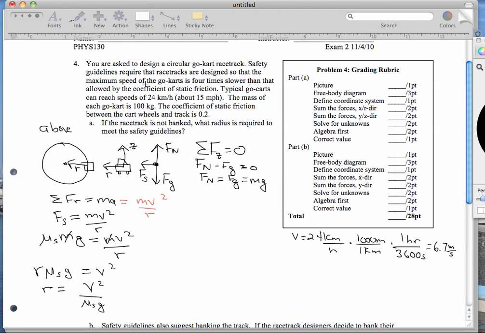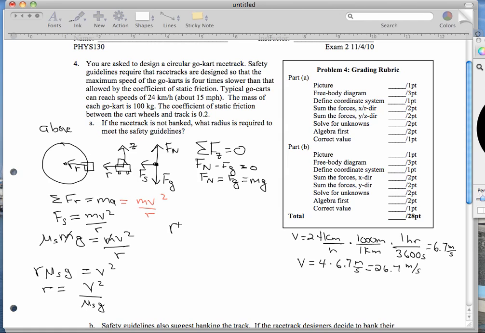Looking back at the problem, this 6.7 meters per second, the maximum speed of the go-kart, is 4 times slower than that allowed by the coefficient of static friction. So my go-kart track has to be designed for a speed 4 times faster. The velocity I use to calculate my radius has to be 4 times 6.7 meters per second, which is 26.7 meters per second. That's the value I'm going to plug in.